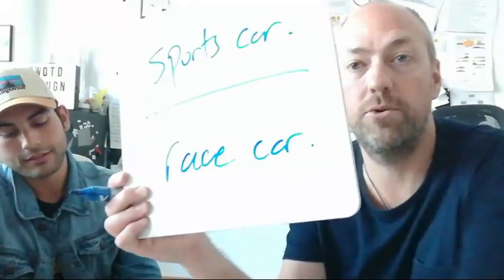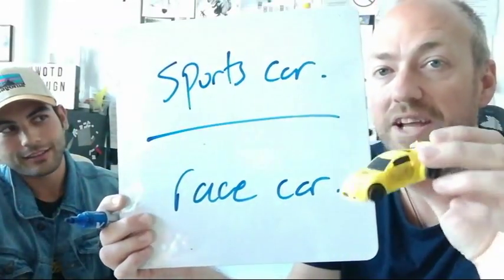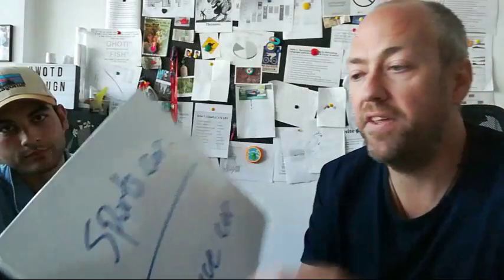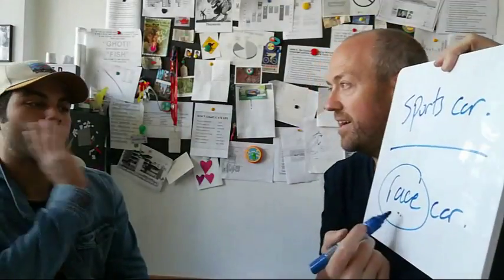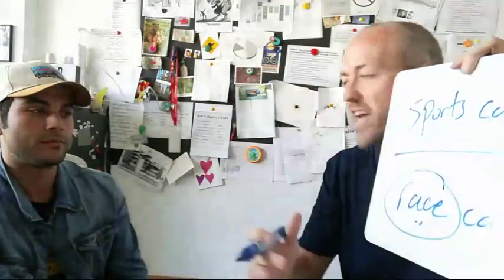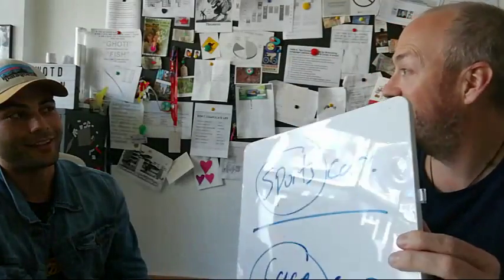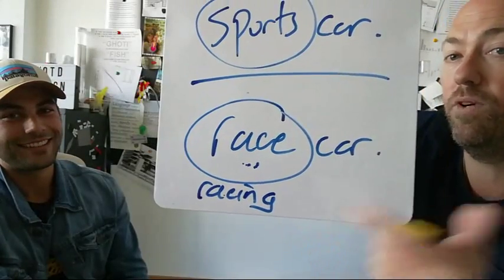Okay. And if it was for racing, would you call it a race car, right? Yeah. Okay, race car. So he would call this a sports car or a race car. One thing you'll notice is that in American English, you like to use the noun. So it's a race car, or if it's sports, it's a sports car. But in British English, we prefer to use the activity. So we would call it a racing car, or a rally car. Yeah, that's it.